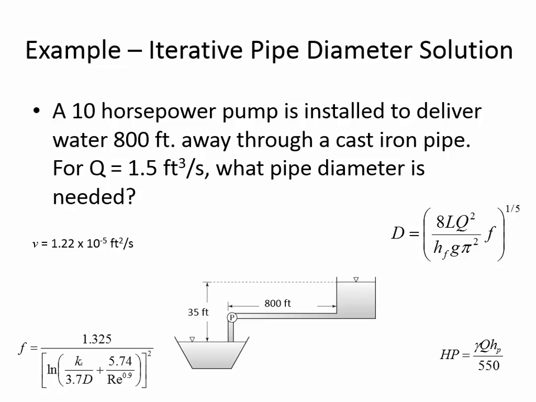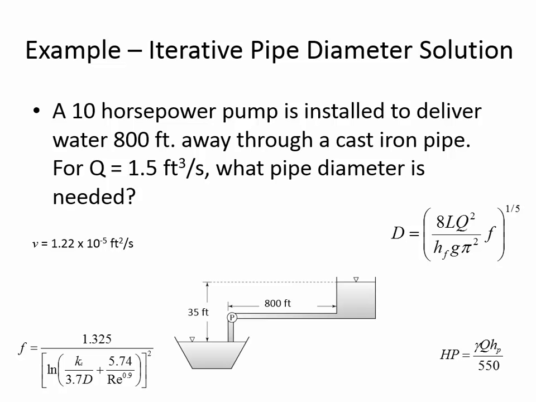So what we're ending up with is that the pump head is equal to 35 meters plus h sub f. H sub f is going to be determined by how much pump head is being put out by this pump. So let's think about what's going on with the pump. We already know how much power it has. The power of the pump is 10 horsepower.